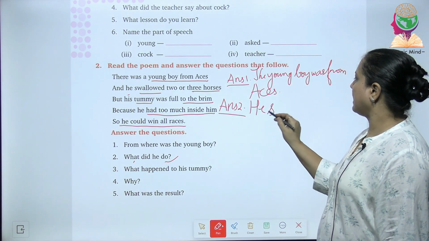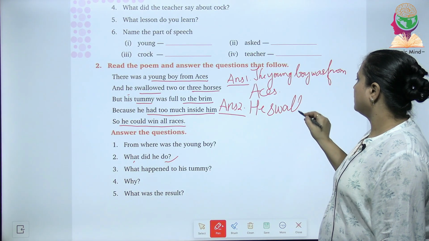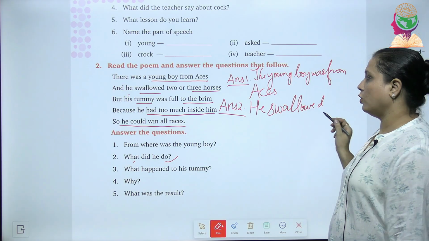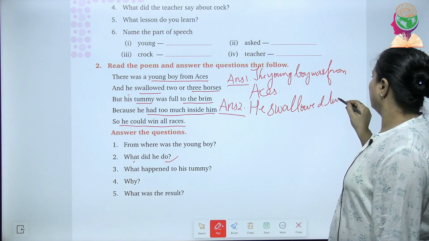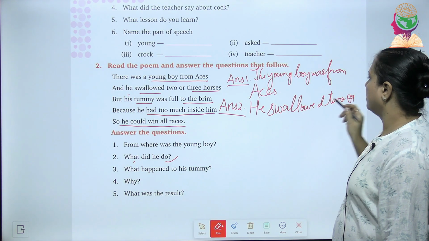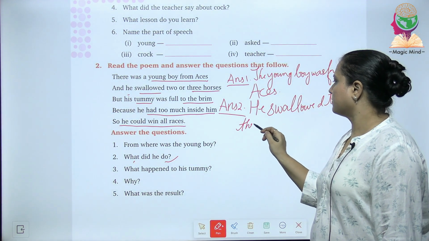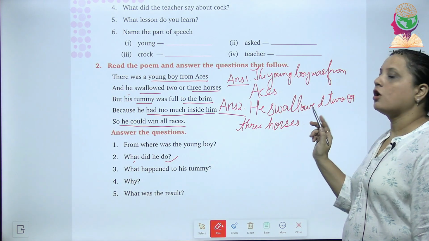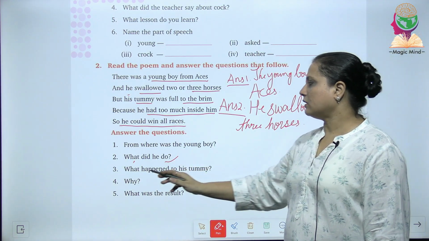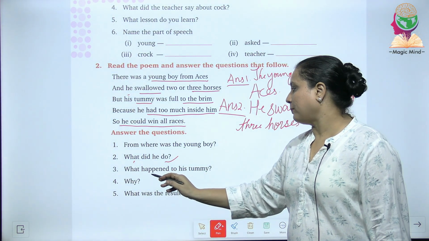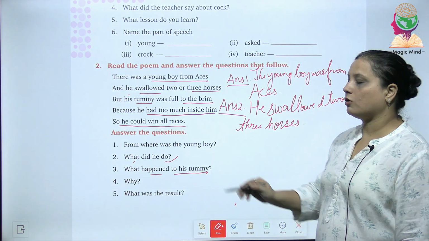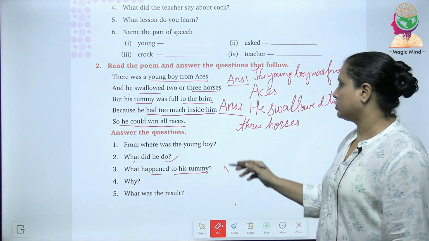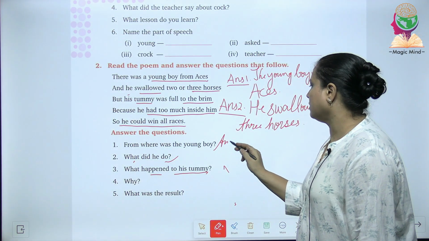He swallowed 2 or 3 horses. Then the next question, what happened to his tummy? His tummy was full to the brim. So we will write the answer 3.